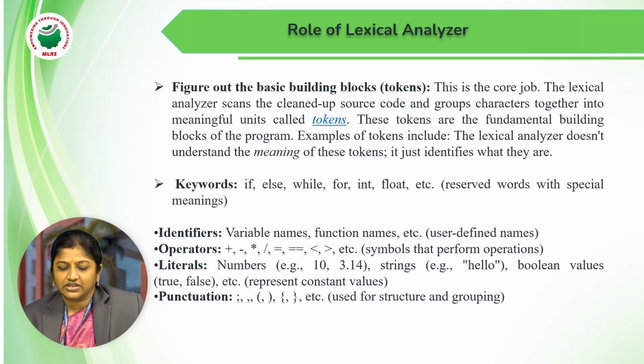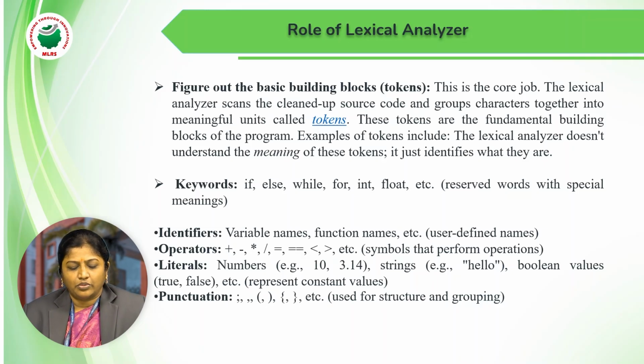The lexical analyzer doesn't understand the meaning of these tokens. It just identifies what they are. So your keywords can be if, else, while, for, int, float, etc. These are the reserved words with a special meaning, which we are going to use in our programs. Next, identifiers are variable names, function names, that is, user defined names.